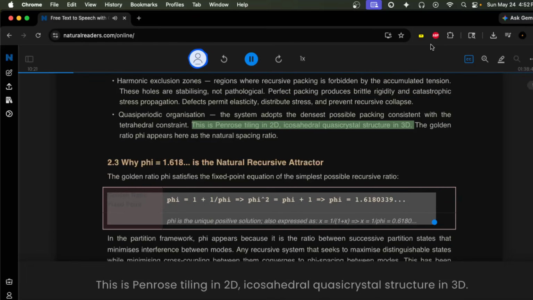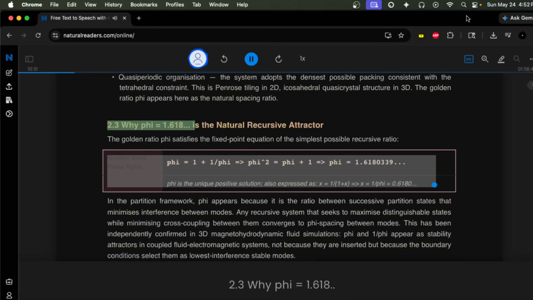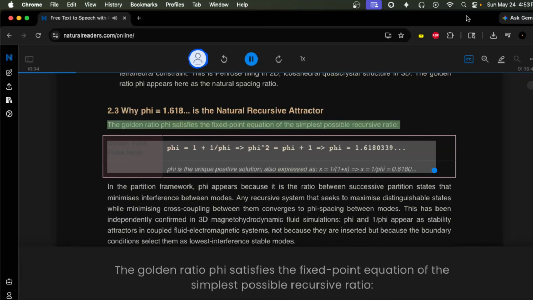This is Penrose tiling in 2D, icosahedral quasi-crystal structure in 3D. The golden ratio phi appears here as the natural spacing ratio. 2.3 Why phi equals 1.618 is the natural recursive attractor. The golden ratio phi satisfies the fixed point equation of the simplest possible recursive ratio.